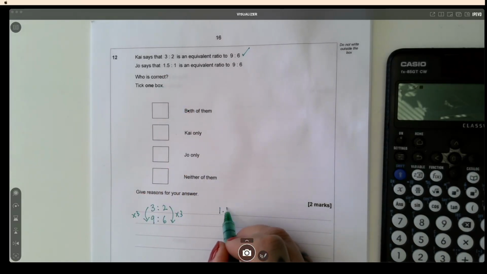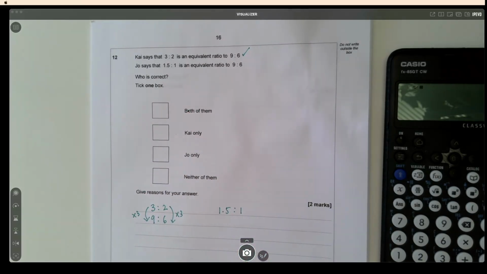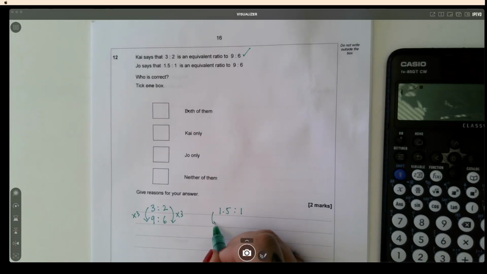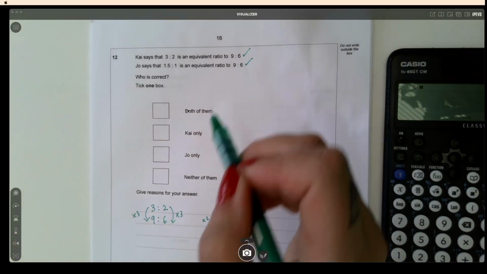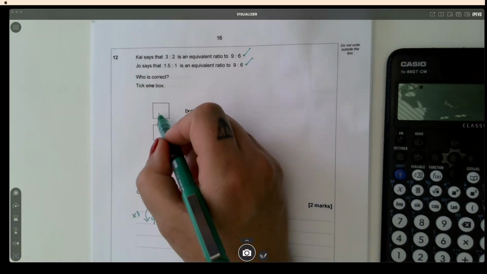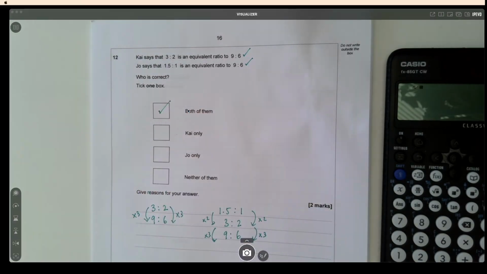So we're starting with 1.5 to 1. We're going to see if we can get it to 9 to 6 by multiplying both sides by the same thing. So if I double both sides, we get 3 to 2, which is what we started with here. So now, if I times by 3, we get 9 to 6. So Joe is correct as well. So I'm going to tick the both of them option. So both were correct.